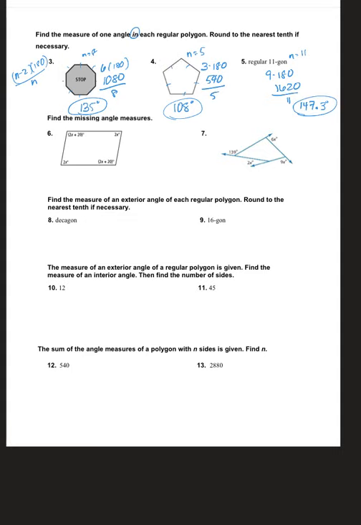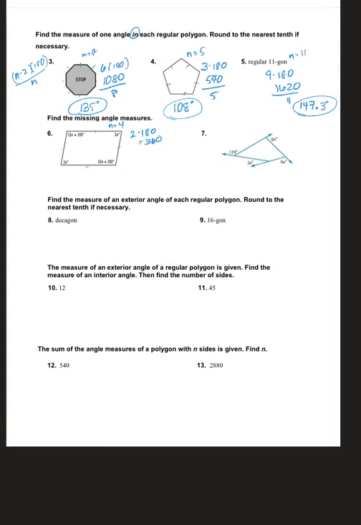All right, for 6 and 7, it says find the missing angle measures. So in this case, we're going to have to figure out what x is and then plug it in. So we have to find the sum first. So this is 1, 2, 3, 4 sides. So n equals 4. 4 minus 2 is 2. 2 times 180 is 360. So these angles should add up to 360.